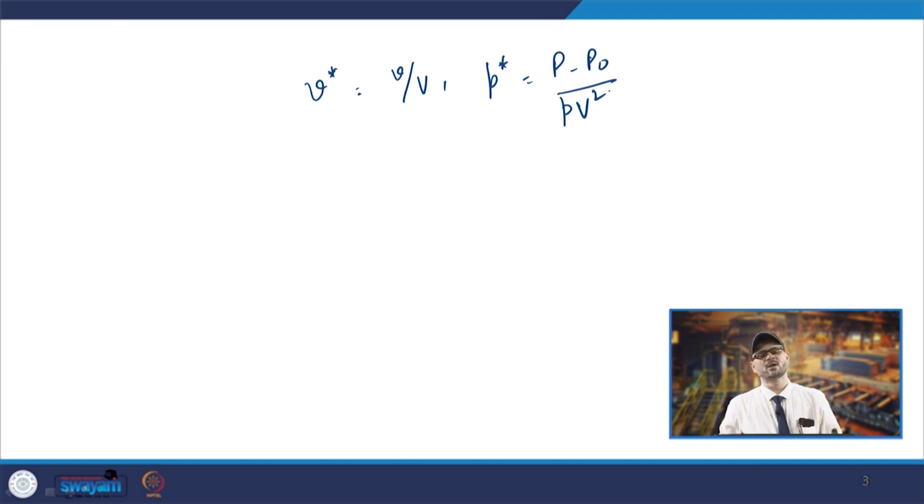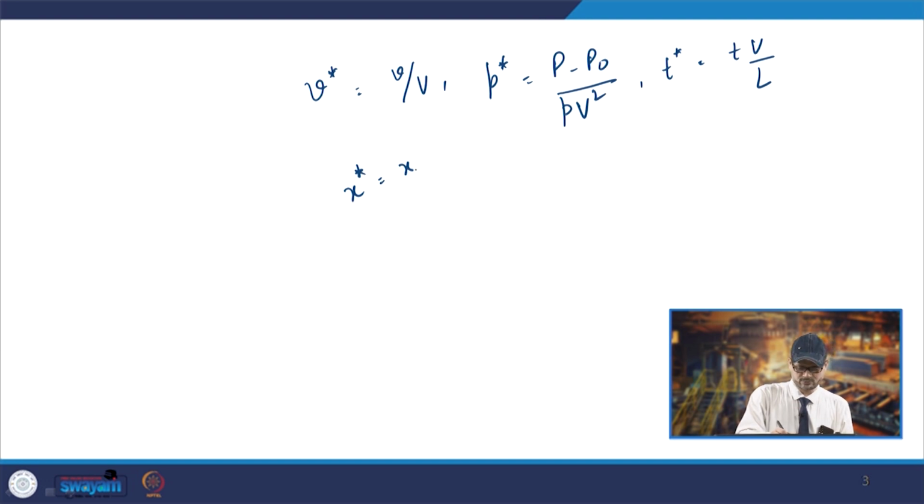So, this way you have again T star. T star will be t into V by L. So, you have a characteristic length and a reference velocity. Similarly, x star will be x divided by a characteristic length, then you have y star, that is y by L, and z star will be z by L.